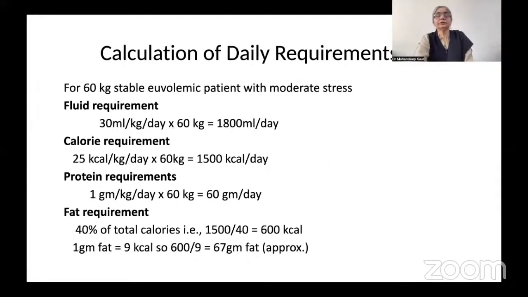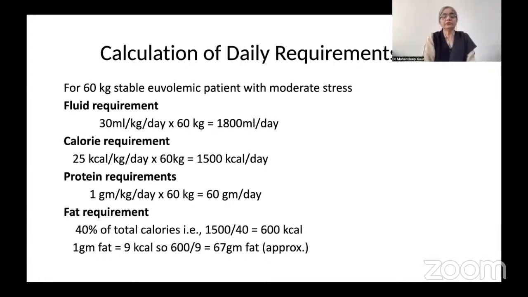Now, herein I have shown the calculation of daily requirement for a 60 kg stable euvolemic patient with moderate stress. So let's see, fluid, how much will we give? 30 ml per kg per day. In a 60 kg man, 1800 ml per day or 1.8 liters per day. Calories, 25 kilocalories per kg per day would come to 1500 kilocalories per day. Protein requirement, moderate stress, I'm writing as 1 gram per kg per day. Easy to remember, 60 grams per day.